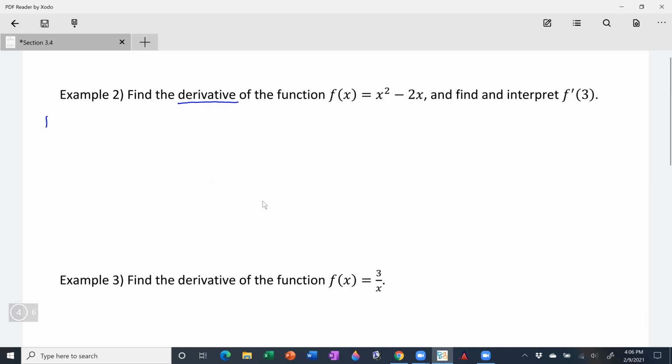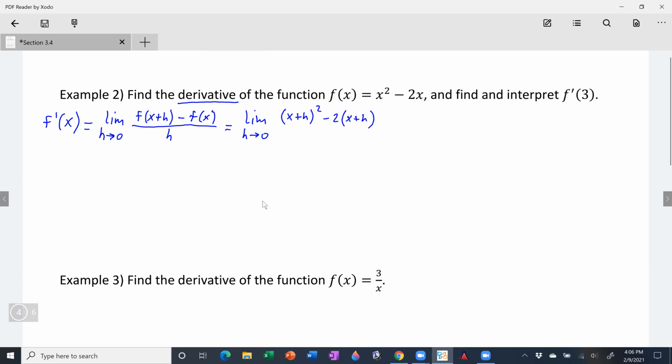So f prime of x, let's write it out. F prime of x equals the limit as h approaches 0 of f of x plus h minus f of x over h. That's just the definition. So now let's write it in. The limit as h approaches 0. So f of x plus h. We have to be a little careful. This is input squared, so it's going to be x plus h squared. The rest of the function also says minus 2 times the input, so minus 2 times x plus h.